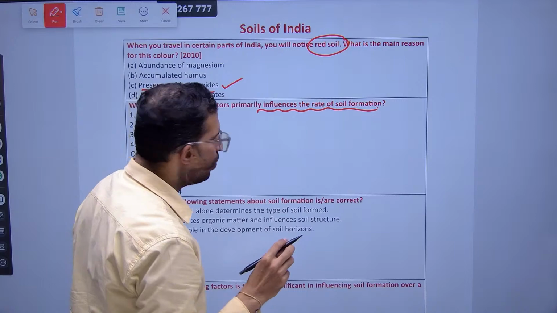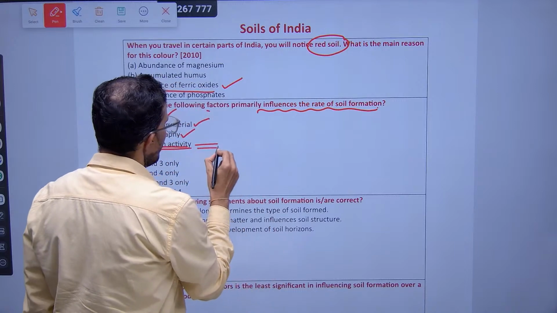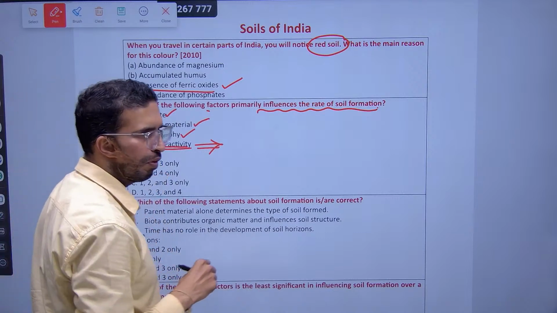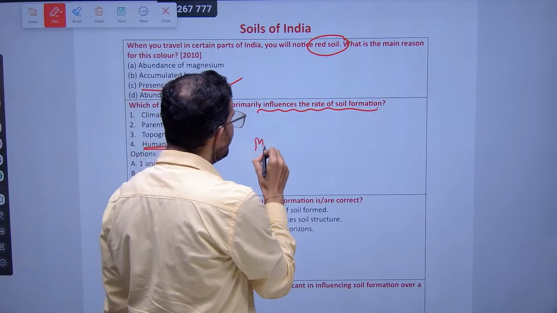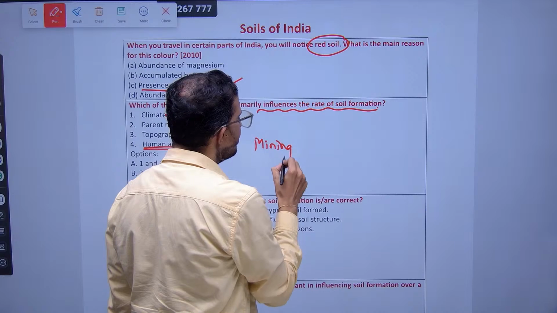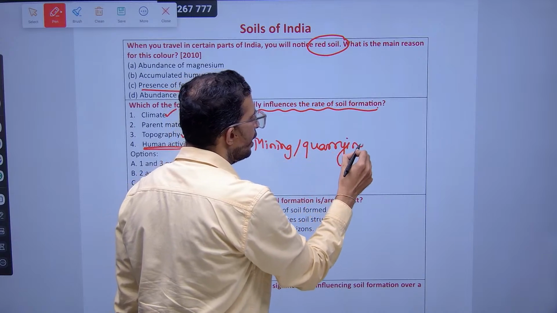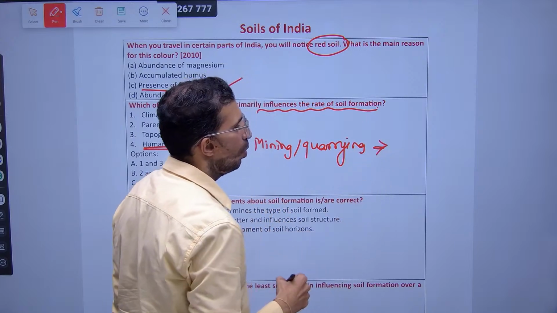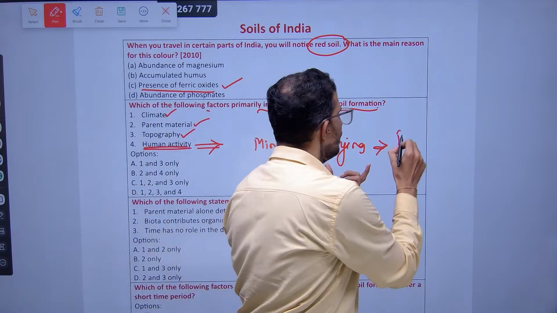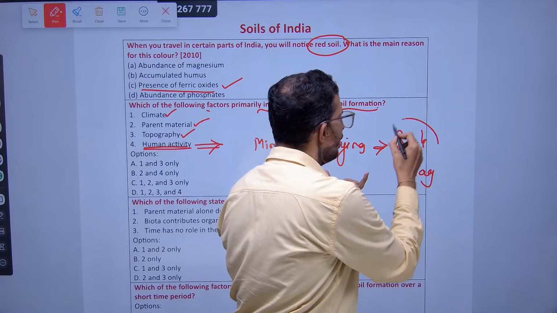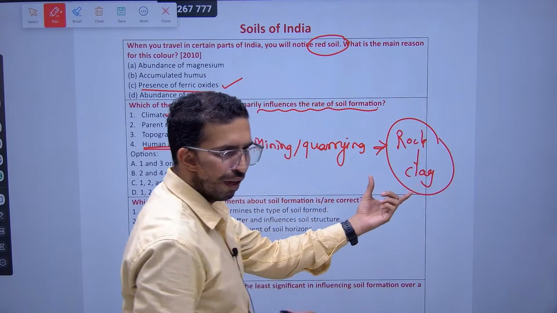For example, soil formation, we have seen the 5 major factors, but if you see, the human activity is also responsible. How? The mining activity in the hilly regions, the quarrying activity, खाणकाम ज्याला आपण म्हणतो, त्याच्यामध्ये काय करतात, क्रशिंग असतो, क्रशर असतो. दे आर लाईक ह्युमन ऍक्टिव्हिटी. रॉक टू क्ले सुद्धा केलं जातं क्रशिंग करून.